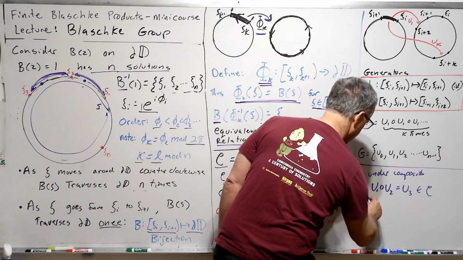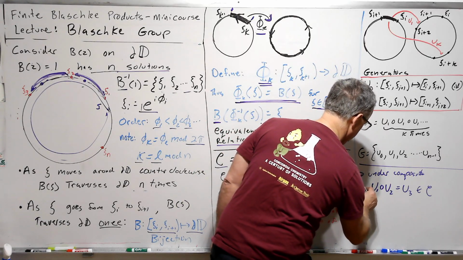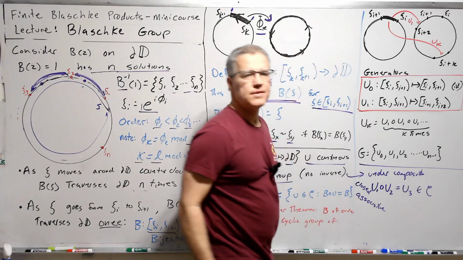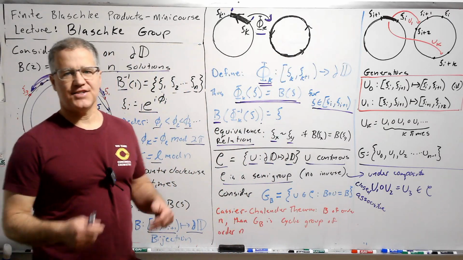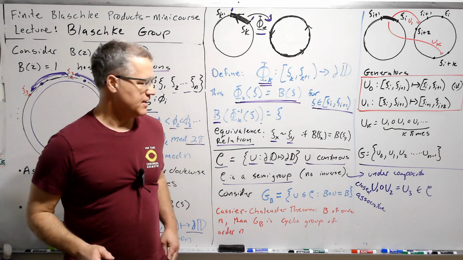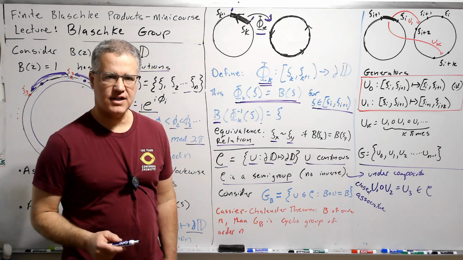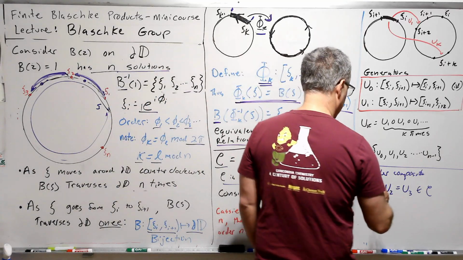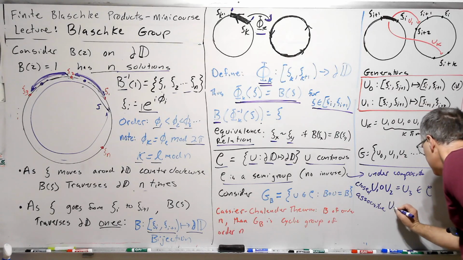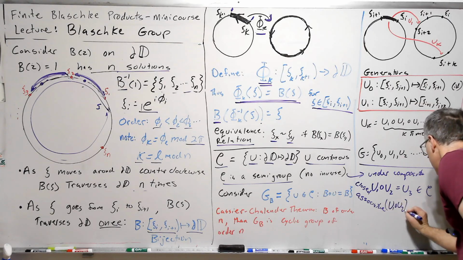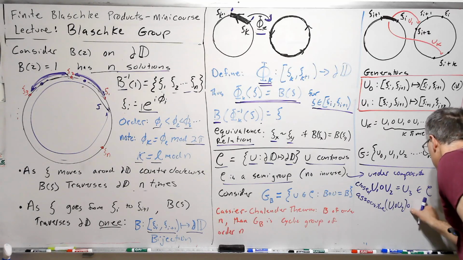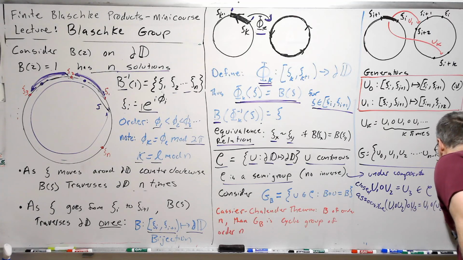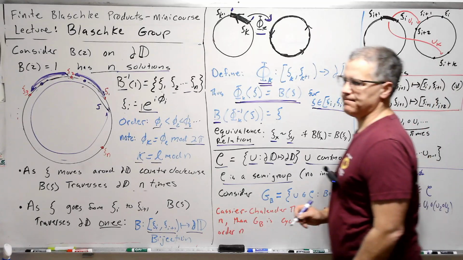So this is closed. Associative. Well, that's an exercise that everybody should do once to show that this composition is associative, but we won't necessarily do that. So this just means that (U1 U2) U3 equals U1 (U2 U3).